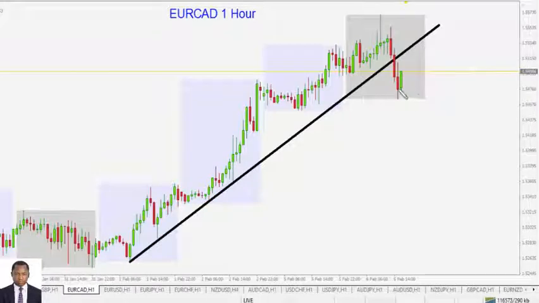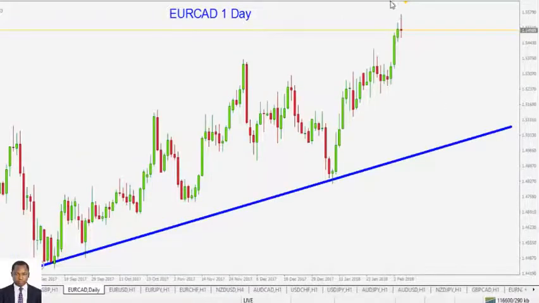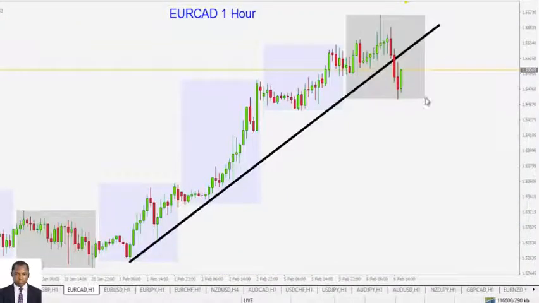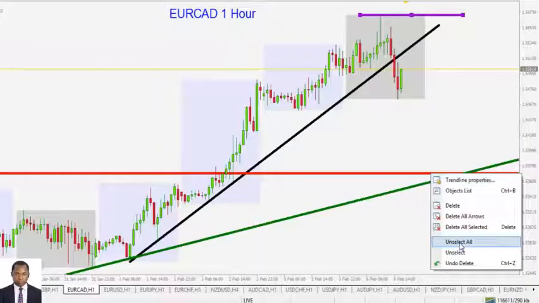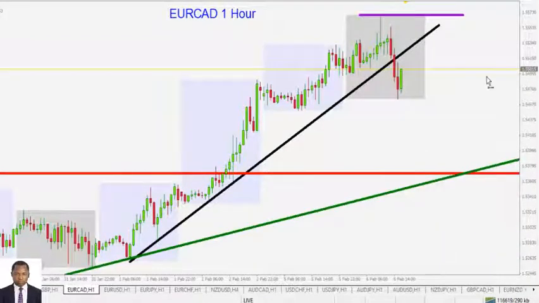So we are waiting for that pullback, a bounce pattern, for us to take a short entry in the euro against the Canadian dollar. This is a valid setup, so we will be interested if we get the correct entry for this trade. This is the setup that we are following right now. We are going to keep following this setup for now.